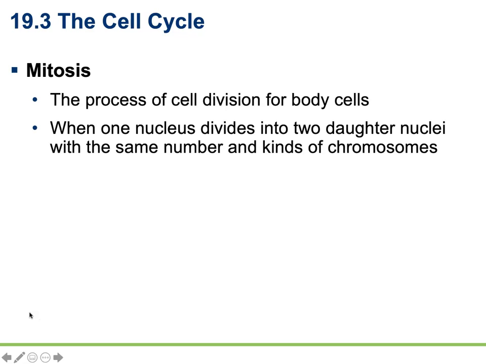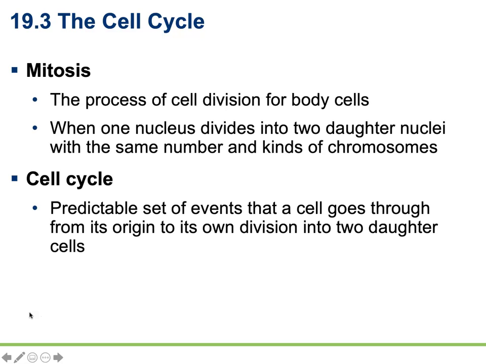First, it's going to grow bigger. The number of organelles is going to double. The cell is going to undergo DNA replication, which leads to doubling of the genetic component as well. This first stage of doubling and growing is the first of two major stages of the cell cycle. So the cell cycle is a predictable set of events that the cell goes through from its origin to its division into two daughter cells.